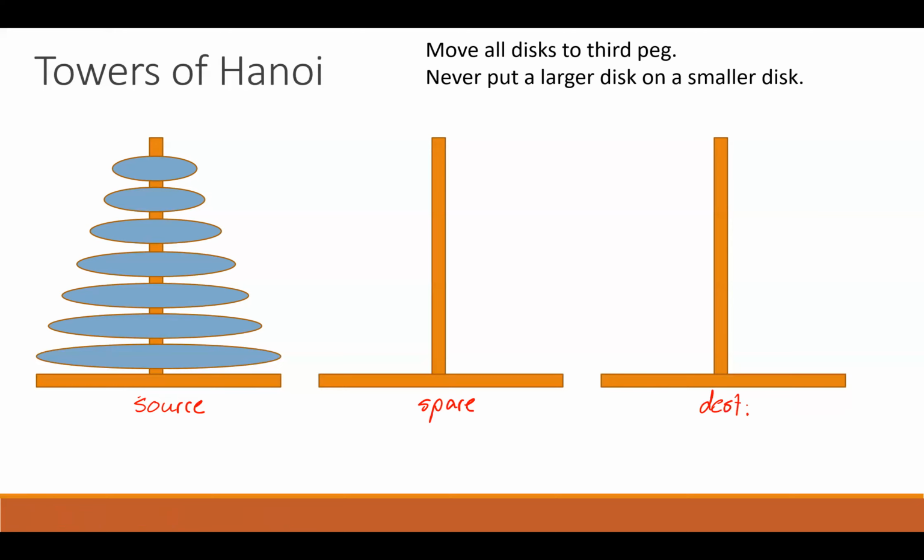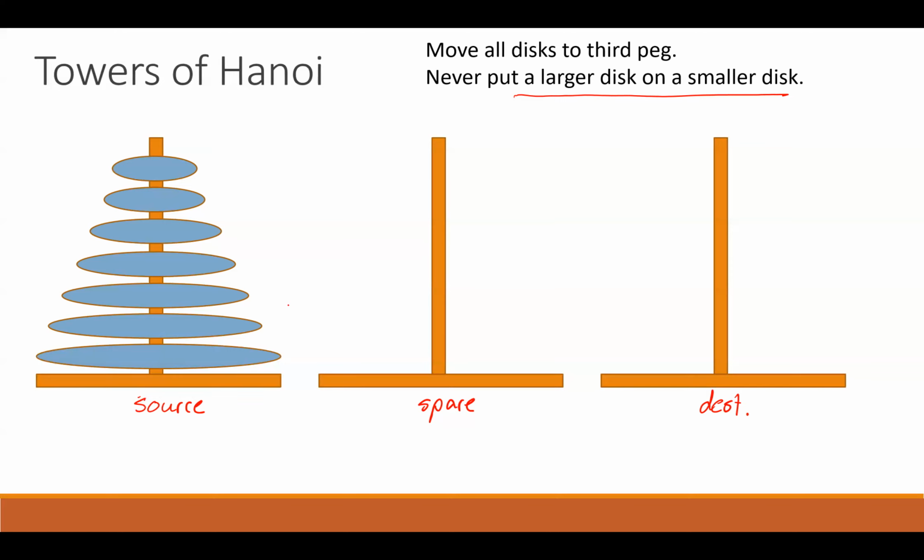destination. I can move the disks one at a time. I have to take one off the top and move it to another peg, and I can never put a larger disk on a smaller disk, right? So those are the constraints of this problem. And I want to take all of these disks and move them to the third peg, right? So I have one spare peg that I can use to sort of organize myself, and then somehow get all of these disks to the third peg.